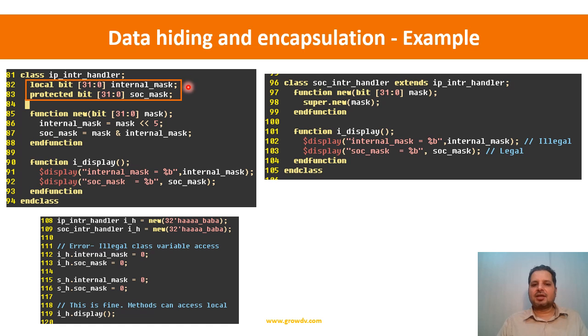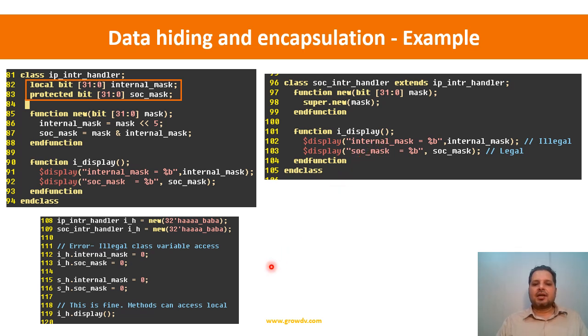Okay, it's some internal stuff, right? So when you try to access the local variable of the base class in the derived class, it is illegal. It's going to give you the error. But if you access SOC mask, then it is legal because it's protected, and the protected variables can be accessed in the derived class, or in the subsequent subclasses also SOC mask can be accessed. Okay, that's your data encapsulation.